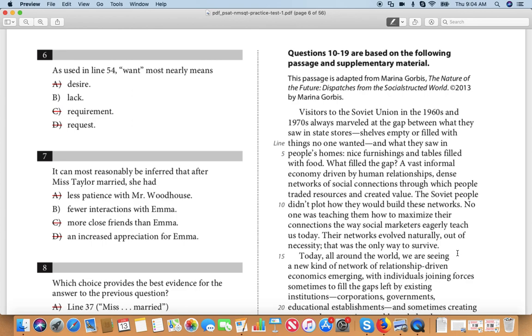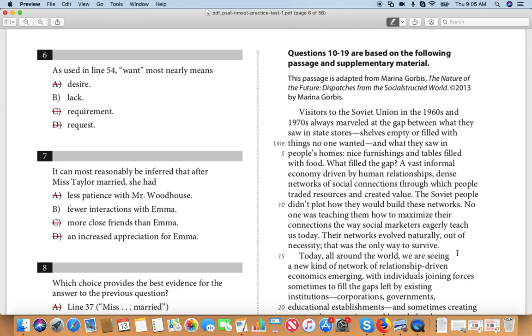Okay. This passage is adapted from Marina Gorbis, The Nature of the Future: Dispatches from the Social Structured World, 2013, by Marina Gorbis. Great. Keep going. Visitors to the Soviet Union in the 1960s and 1970s always marveled at the contrast between what they saw in the state stores, shelves empty or filled with things no one wanted, and what they saw in people's homes: nice furnishings and tables filled with food.